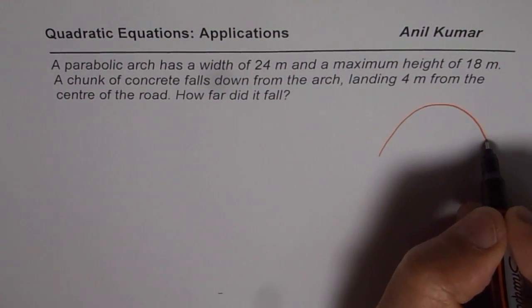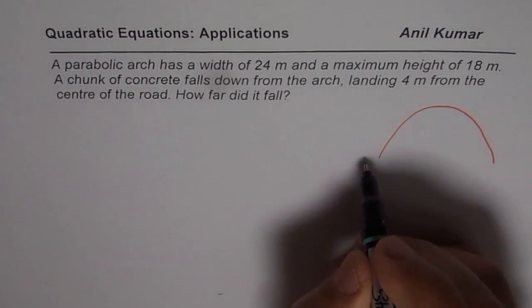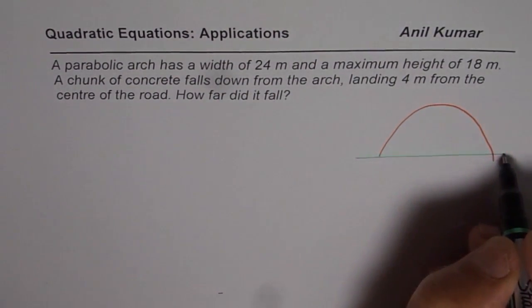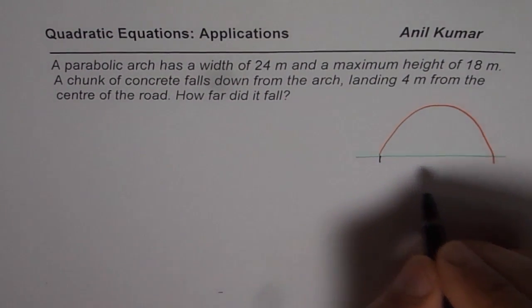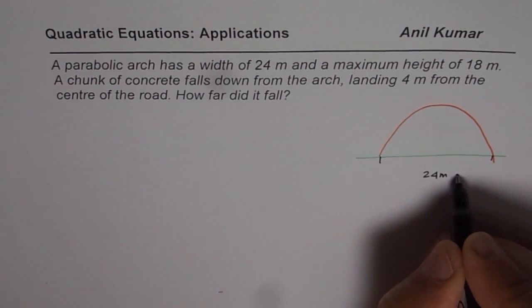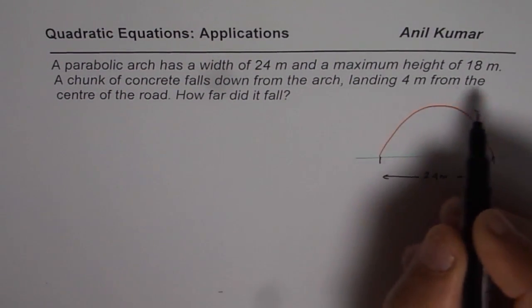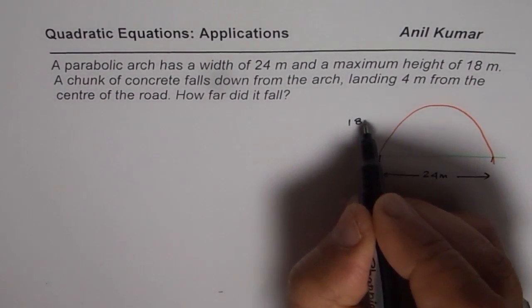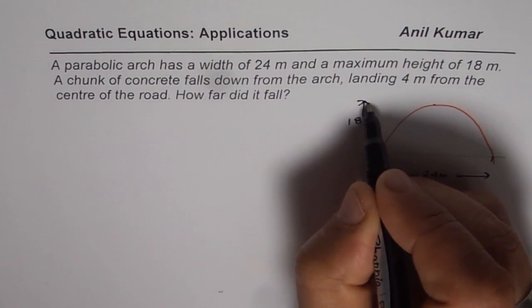Let's say this is the parabolic arc. Consider a bridge over the road, right? So that is kind of the situation. And what we are given here is that the width of this arc is 24 meters. That means from here to there, the distance is 24 meters. So that is the width. And the height is 18 meters. So 18 meters is the height. That means that is the height.